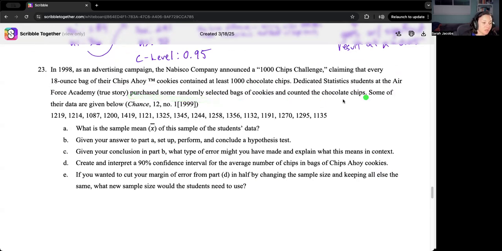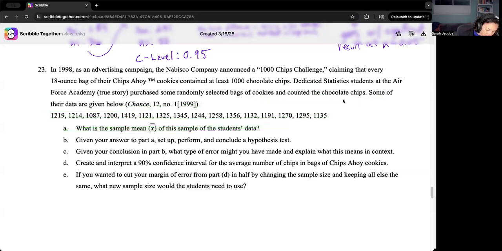Okay, to be fair, it's 1998. They also don't have YouTube or games on their phone or brain rot or whatever. Some of their data are given below. So here's a list of their data. What is the sample mean of this sample of the students' data?